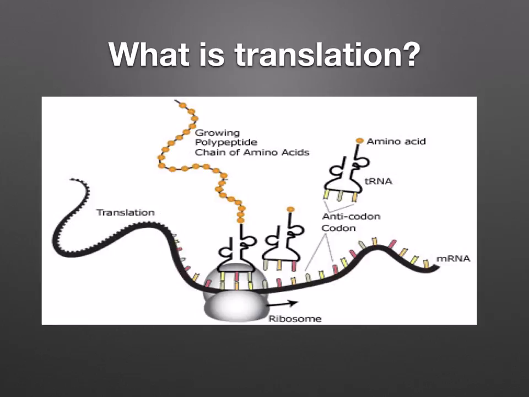So what is translation? Well, this is the process by which the messenger RNA, which you can see here as the black strip, from the nucleus of the cell moves into the cytoplasm and it forms a polypeptide in accordance with the sequence of the nucleotide bases along its length. So the process begins with the activation of the amino acids, which are going to make up that polypeptide.